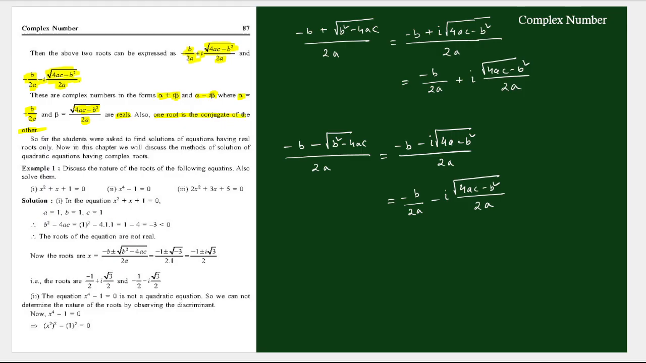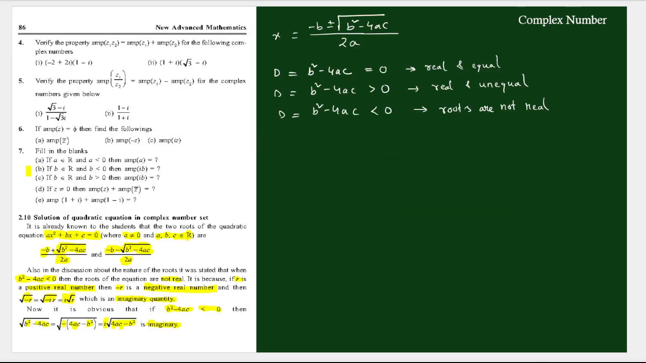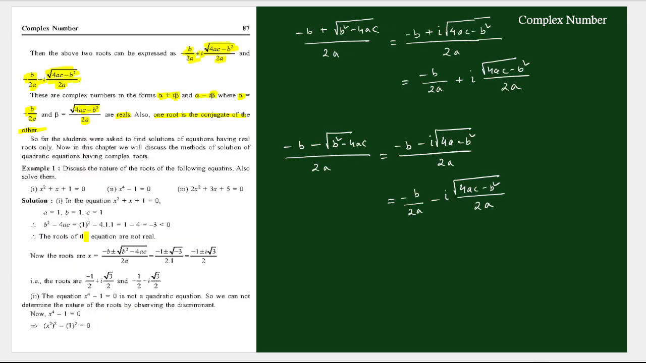So these are the roots of a quadratic, okay, the solution of a quadratic equation in the complex number set. So this is how, if the discriminant is less than 0, we get these two solutions, okay, the imaginary and the real part we can write.